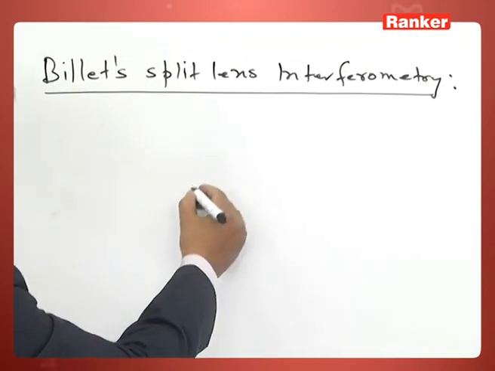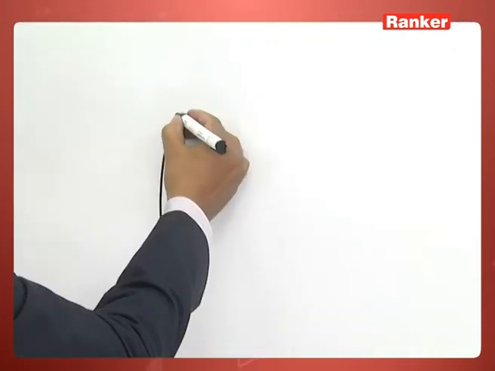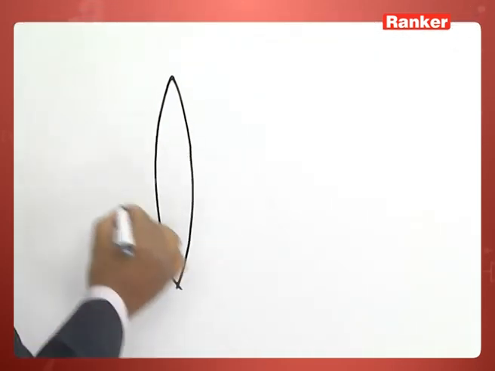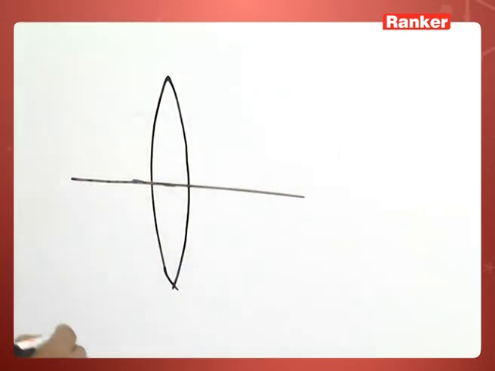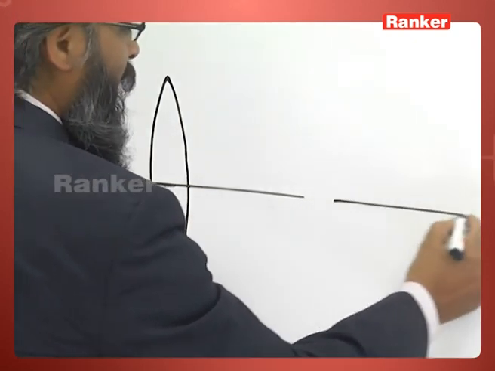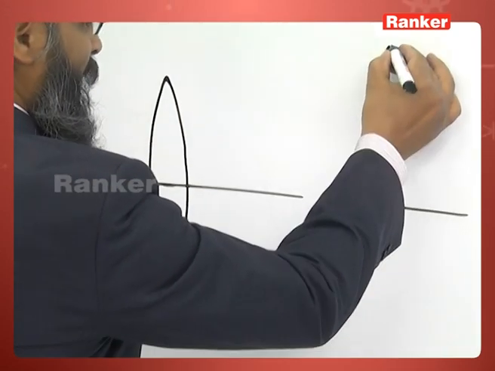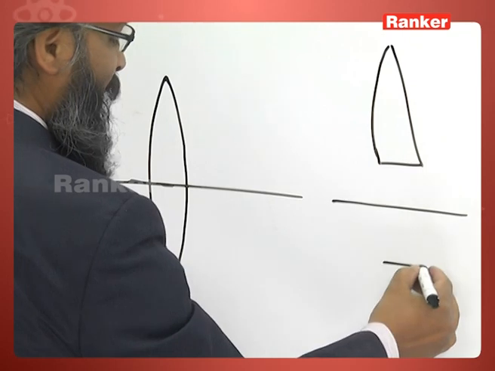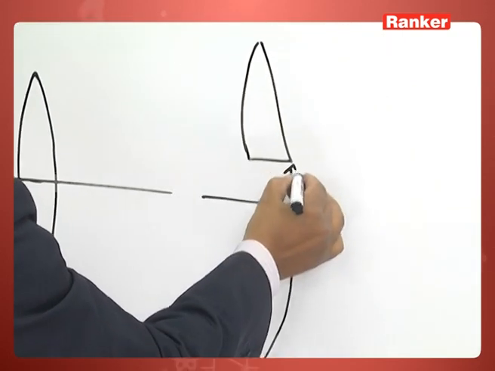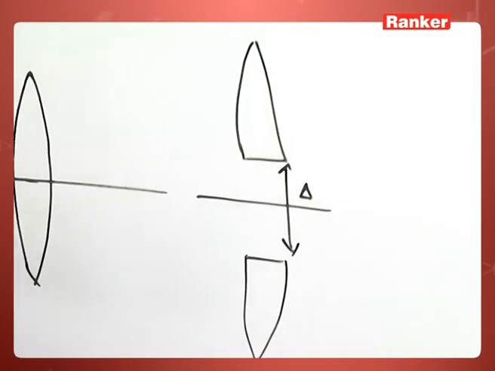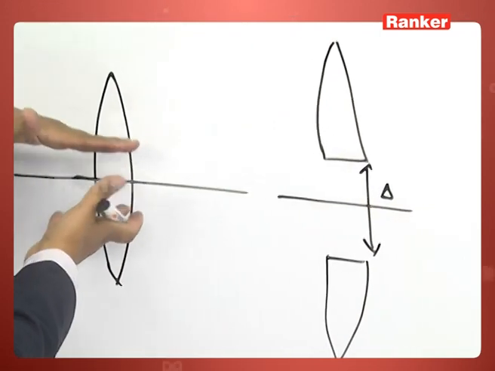In this method, a converging lens is used. This is a converging lens. This lens is cut into two portions, split into two portions, and then we place this lens, we displace this lens some distance delta apart.